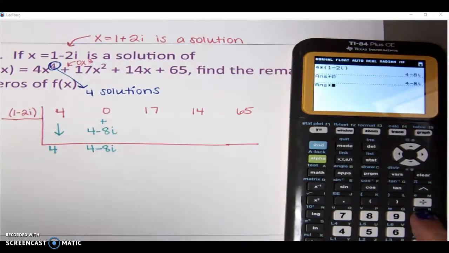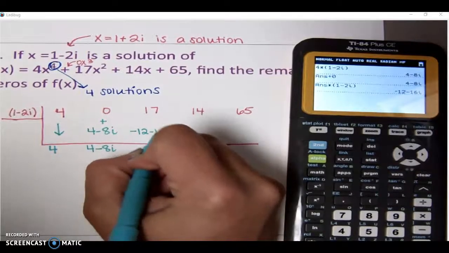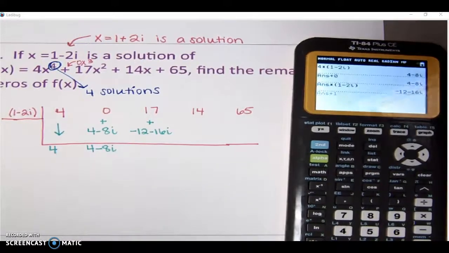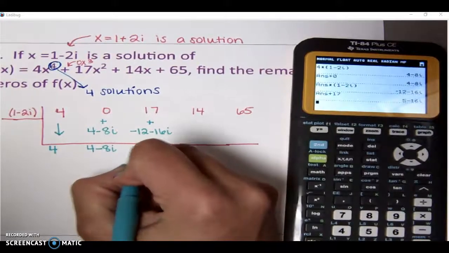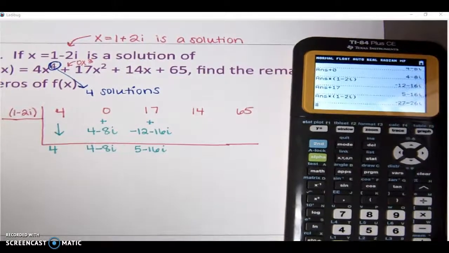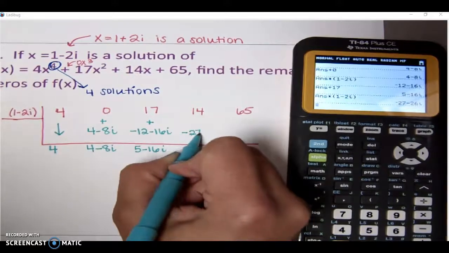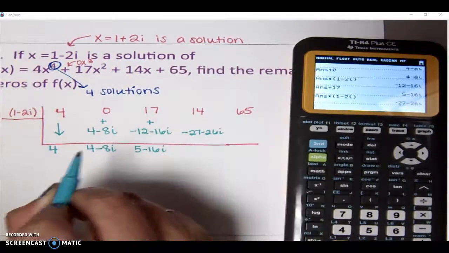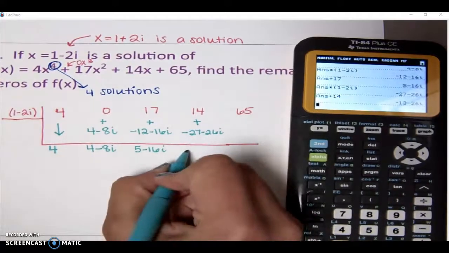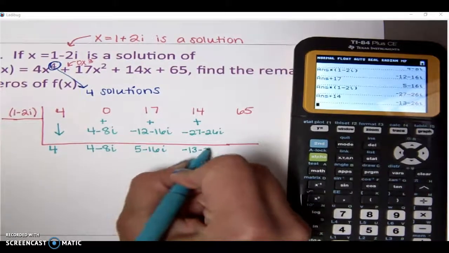So now I want to take that 4 minus 8i and multiply it times parentheses 1 minus 2i, which will give us negative 12 minus 16i. And then we want to add 17 to that, which will give us 5 minus 16i. So now I'm going to multiply by parentheses 1 minus 2i, and that gives us negative 27 minus 26i. I want to add 14, and that'll give us negative 13 minus 26i.